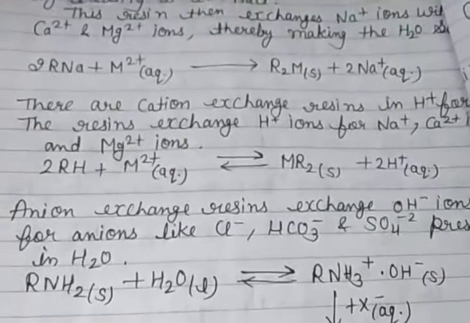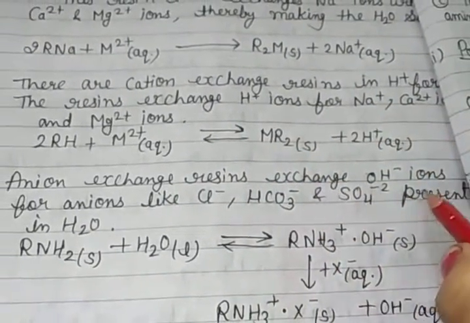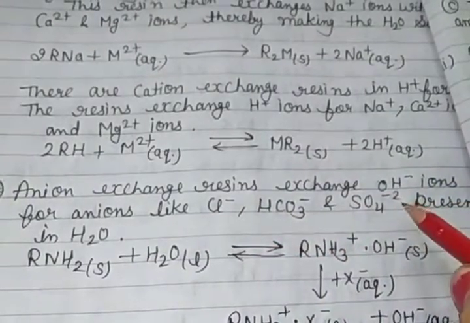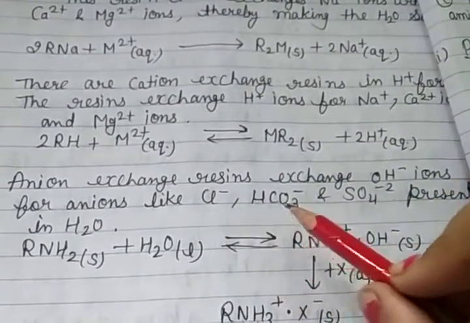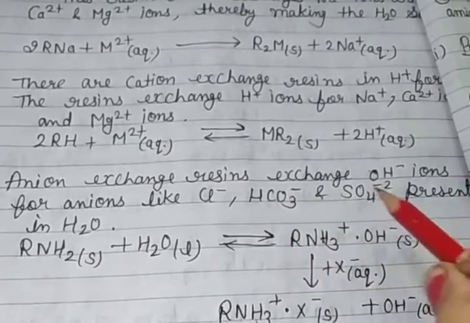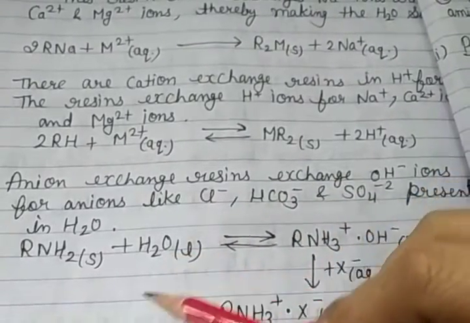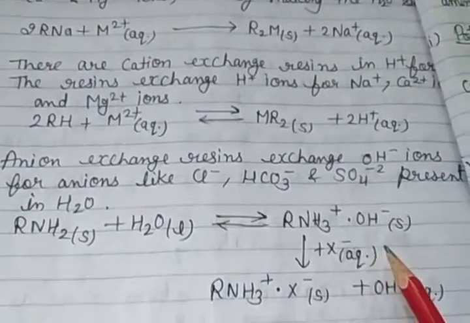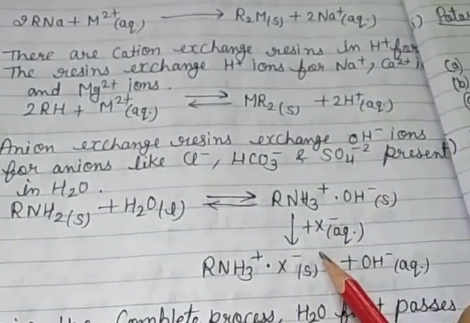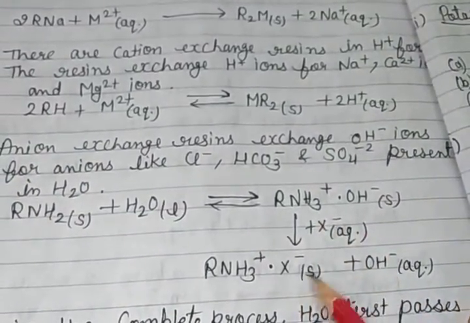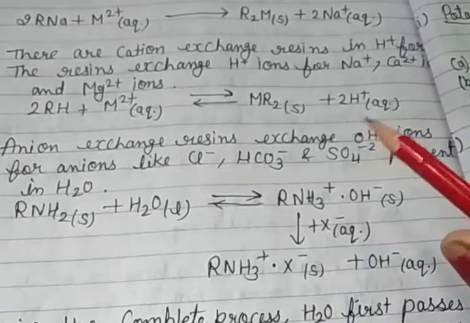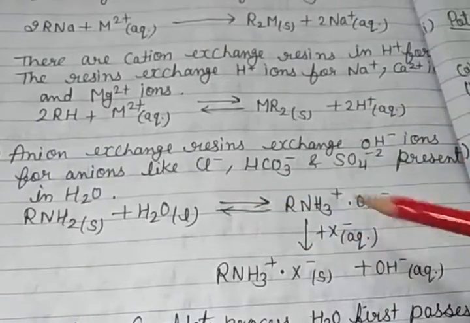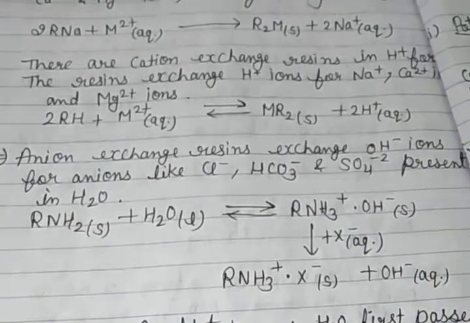And anion exchange resins exchange OH- ions. Cation exchange resins give H+ ions and anion exchange resins give OH- ions, for anions like chloride ion, bicarbonate ion HCO3- and sulfate ion present in the water. So RNH2 plus H2O converts into RNH3+ OH-. Again it reacts with the halide ion, giving RNH3+ X- and OH- ion. So cation exchange resins give H+ ion and anion exchange resins give OH- ion.